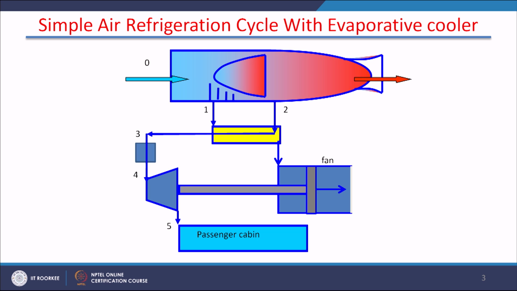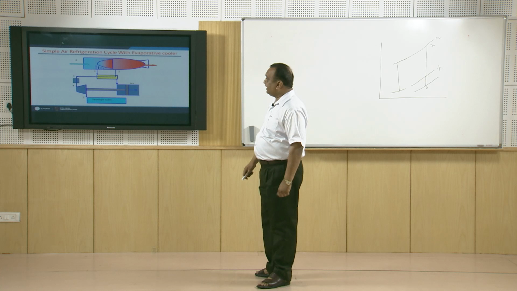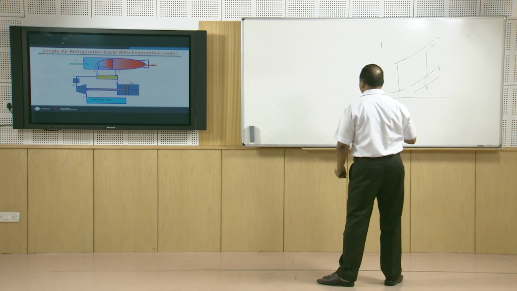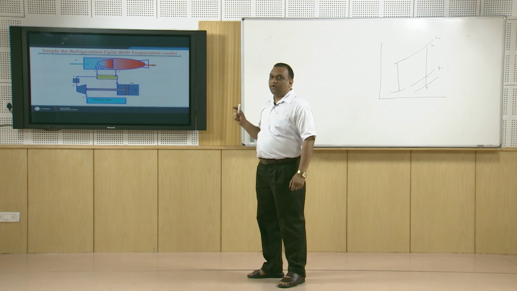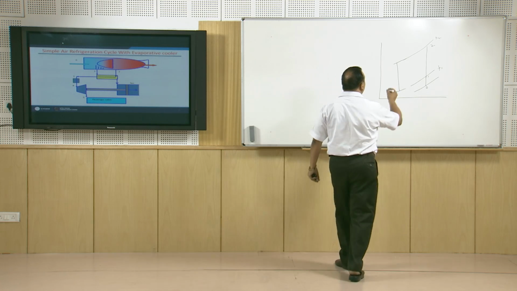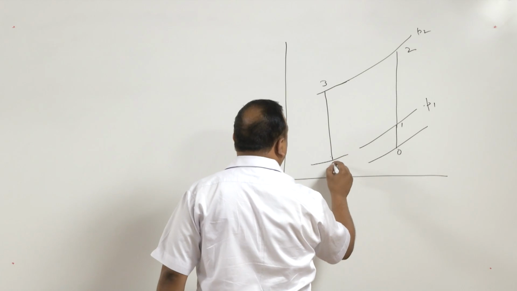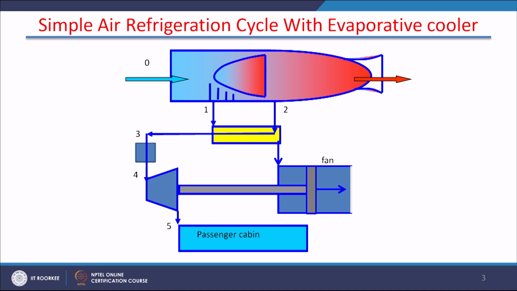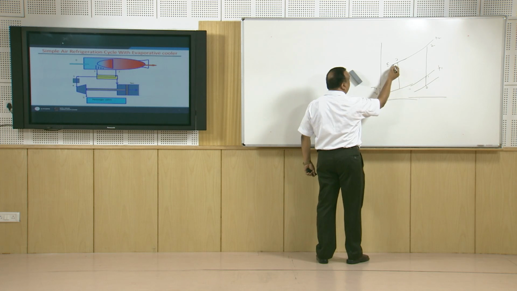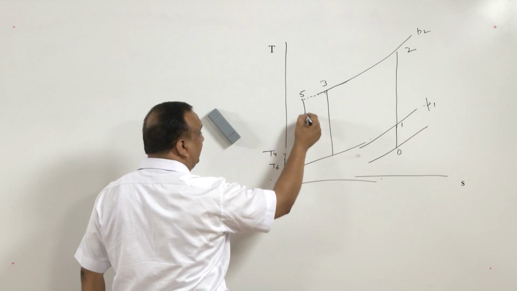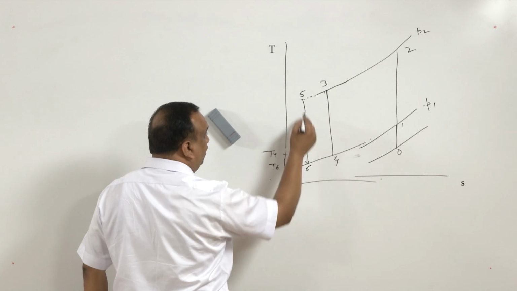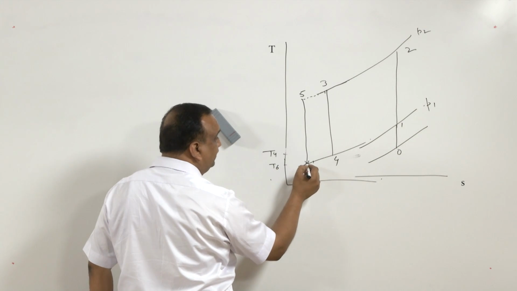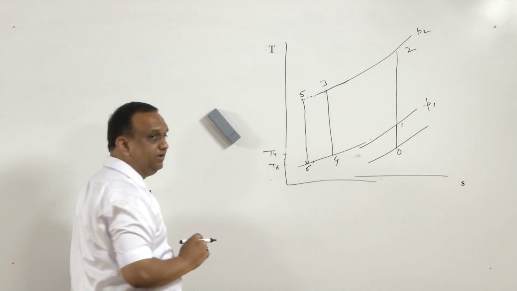Now, in this cycle, an evaporative cooler is introduced just before the expansion turbine. This evaporative cooler further cools down the temperature of air before the expansion. By providing the evaporative cooler, the gas is further cooled up to state 5 and then expansion takes place and we get state 6, this is state 4. So, you can see from here the temperature at state 6 is less than the temperature at state 4.